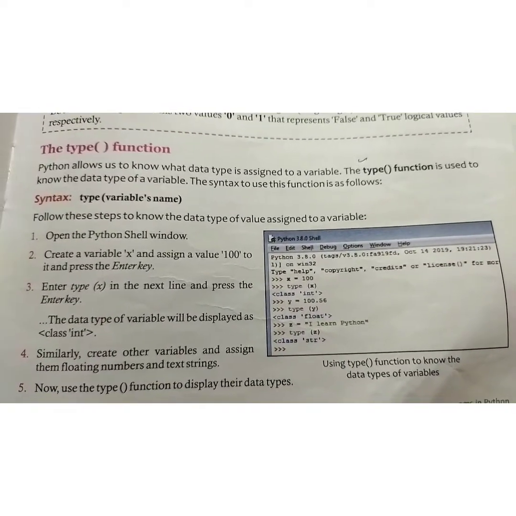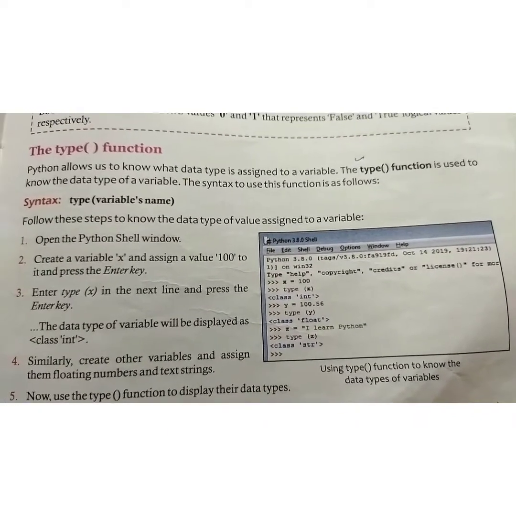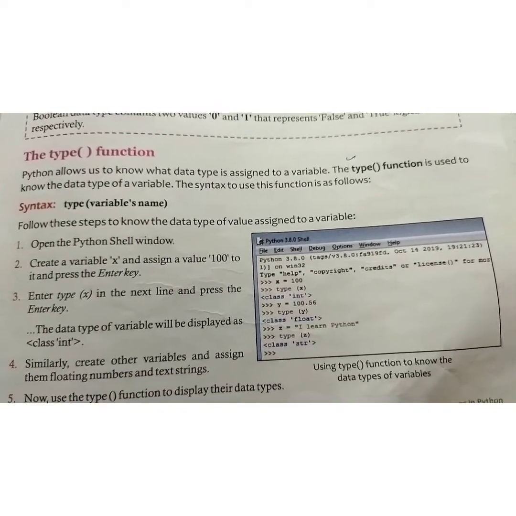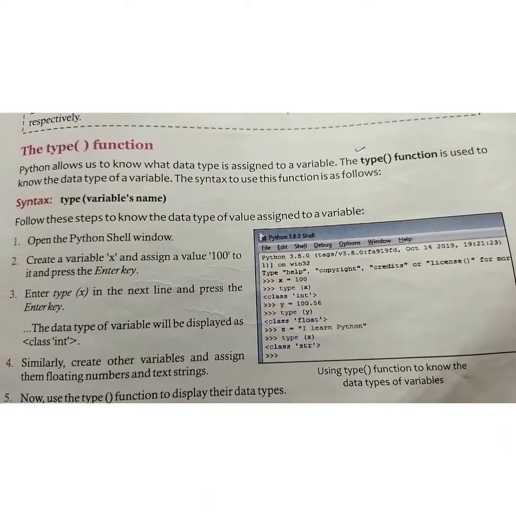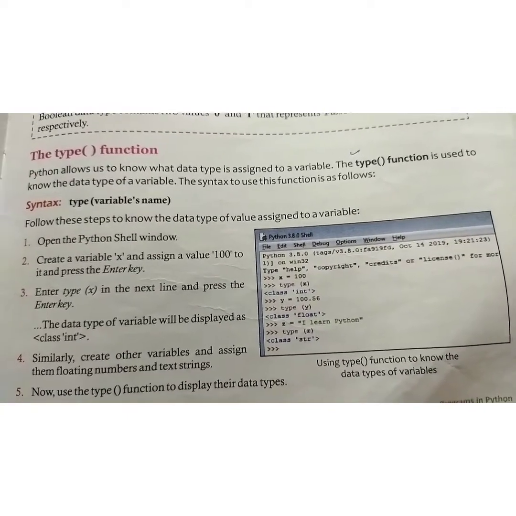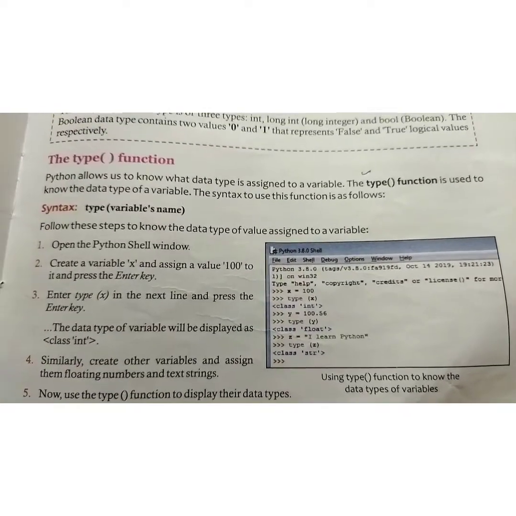Then, students, similarly create other variables and assign them floating numbers and text strings. Finally, now use the type function to display their data types. So you can create any type of variables. This is the type function in the Python language.